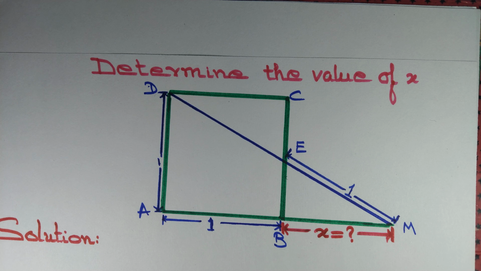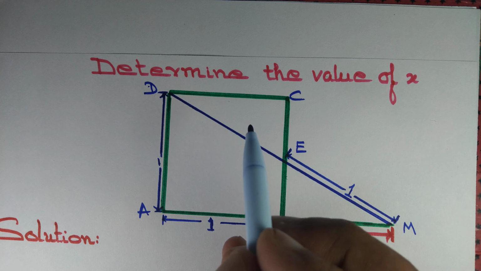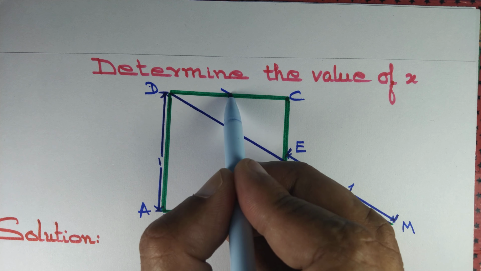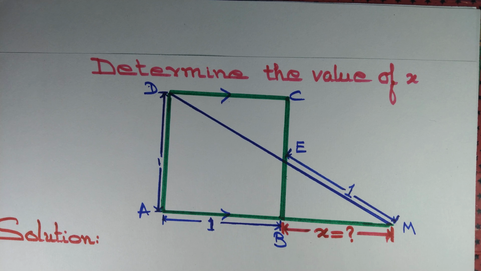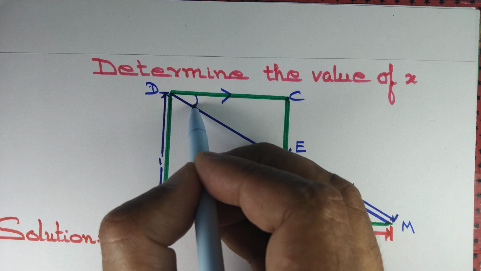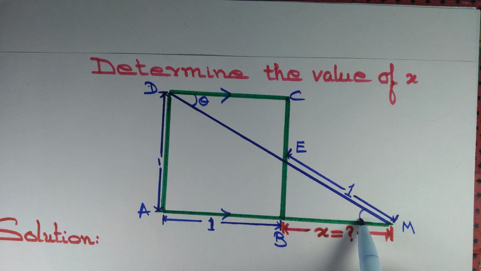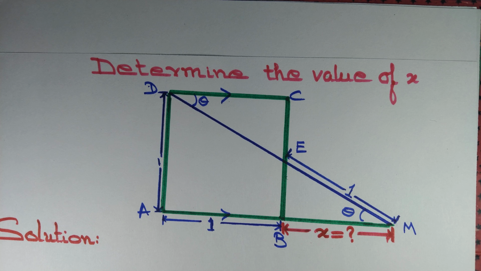Let's start. Now you see that the cube has the property that its opposite sides are parallel. So CD is parallel to AB, or AB is parallel to DC. Once two sides are parallel, we know that alternate interior angles are equal, or Z-shaped angles are equal. So this angle has to be equal to this angle. Both we call theta.